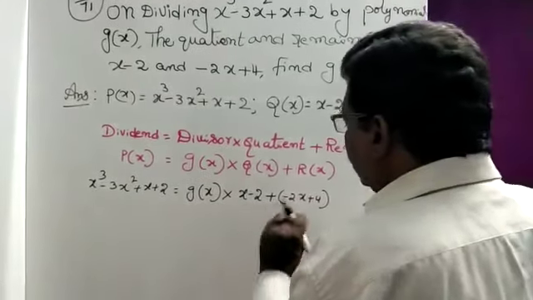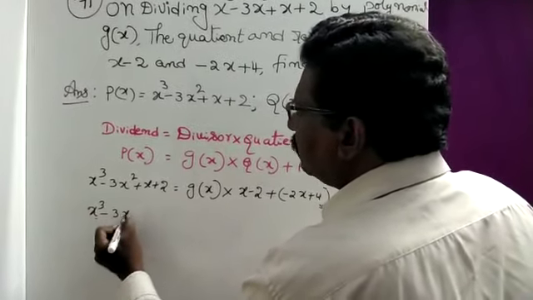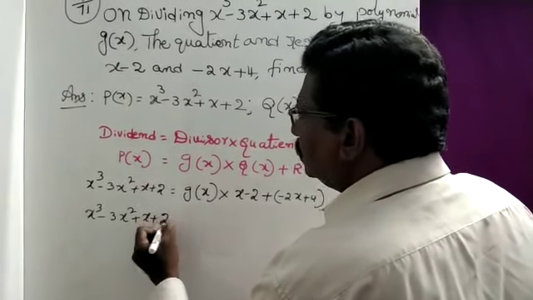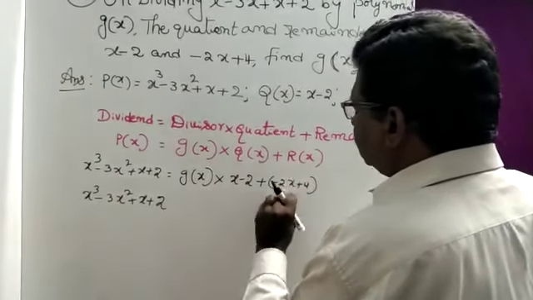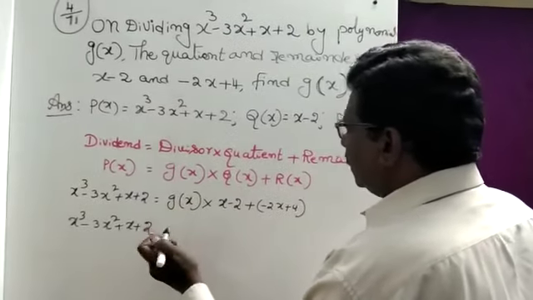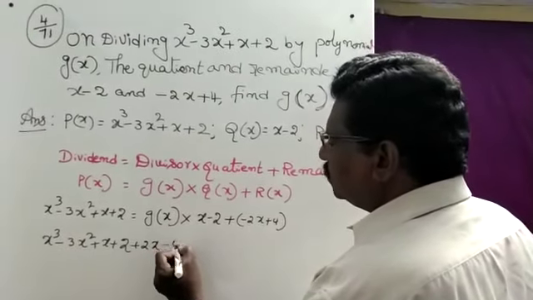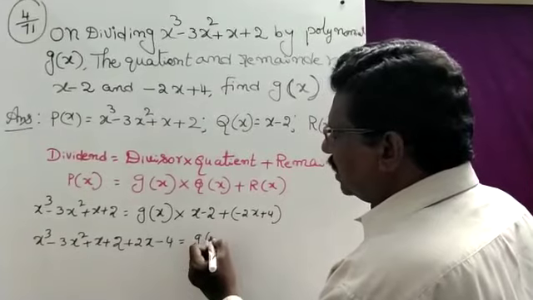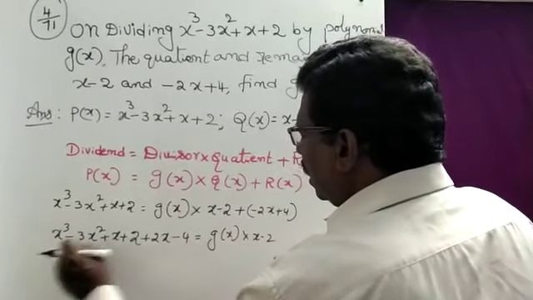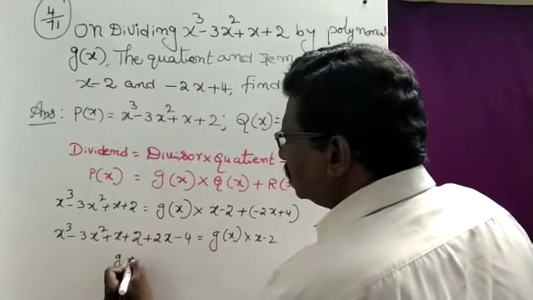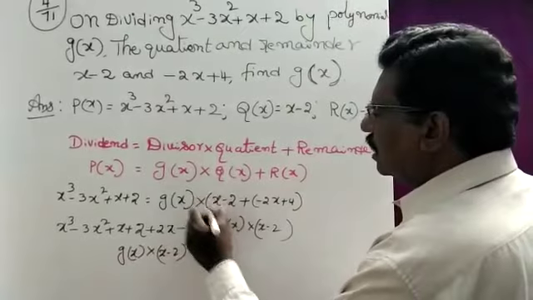So you have to take these values to this side. It becomes x cube minus 3x square plus x plus 2, this is the P of x. You have to take the R of x to the left side, the symbols will be changed. Minus 2x comes this side, plus 2x. Plus 4 comes this side, minus 4. That is equal to G of x into x minus 2. Don't change this one first. You have to simplify here. And you write here G of x into x minus 2, this value put in bracket like this.